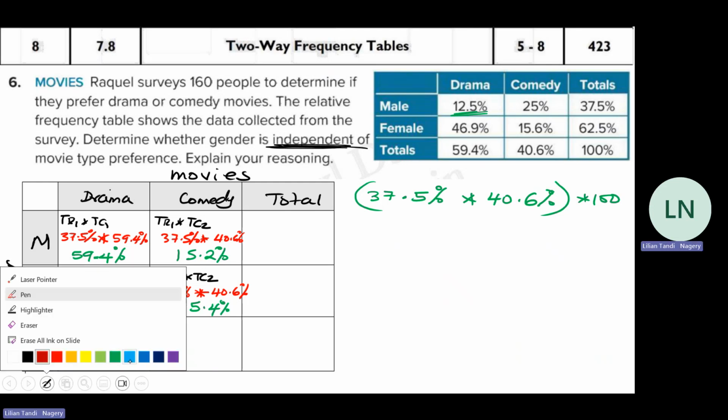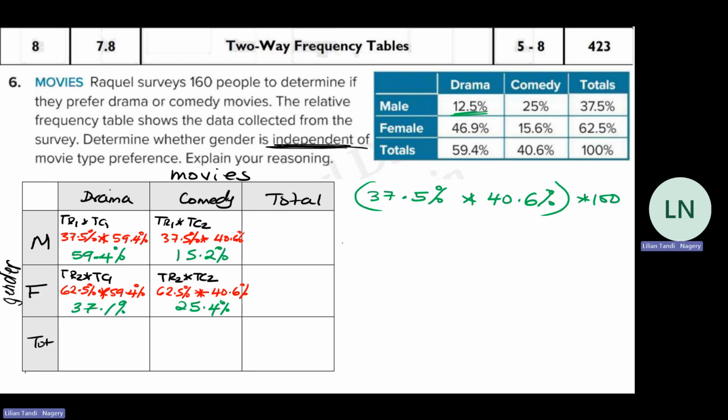Not another color. Okay? If you add these two numbers, you should get 37.5%. If you add these two green numbers, you will get 62.5%. If you add these two blue numbers, you should get 100%. If you add these two green numbers vertically, you should get here 59.4%. And here you should get 40.6%.